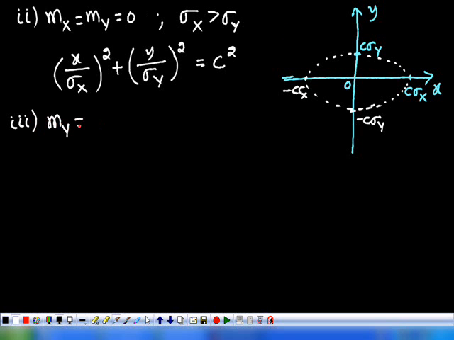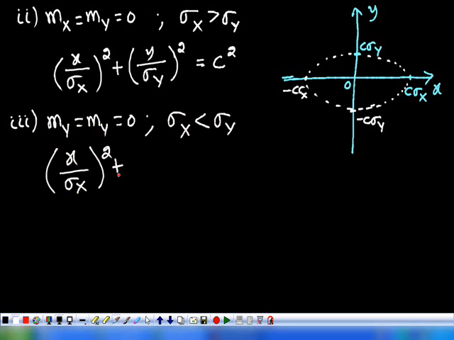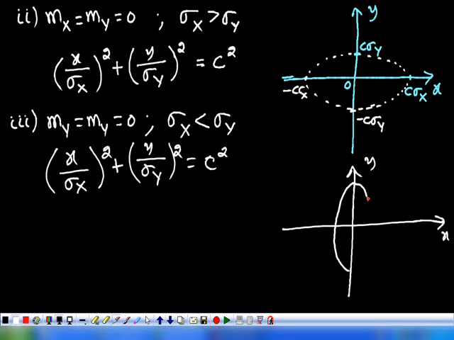Now let mx equivalent to my equivalent to 0 and sigma x less than sigma y. So there is no change in the equation, same equation, is c square. Now it will be like this. Is it right? This is 0, c sigma x, c sigma y, because sigma x is less than sigma y.